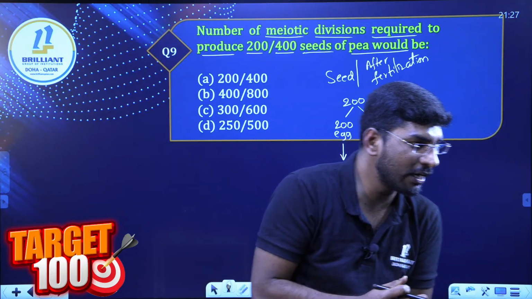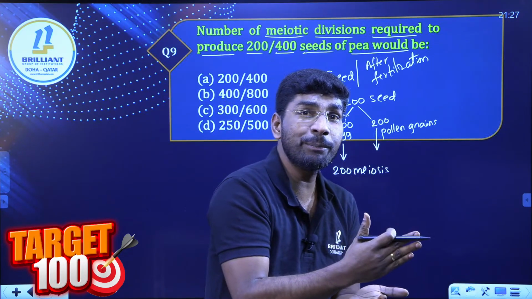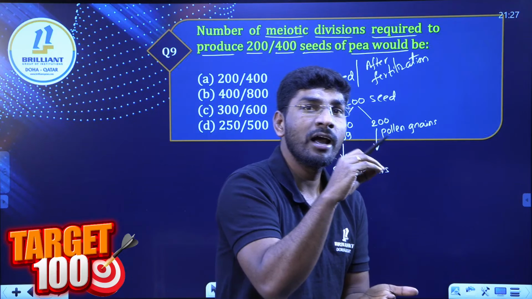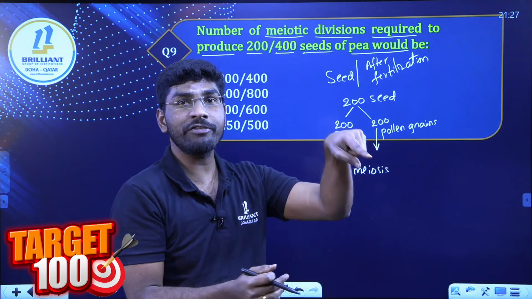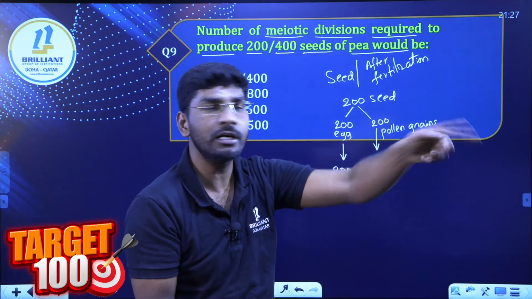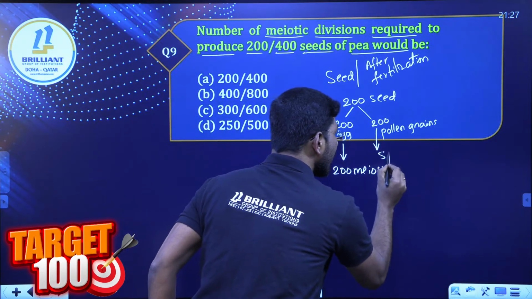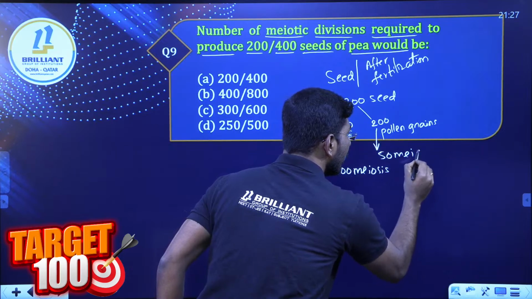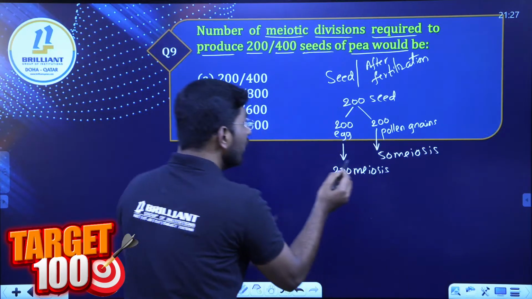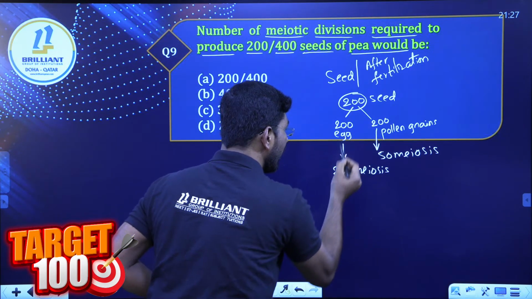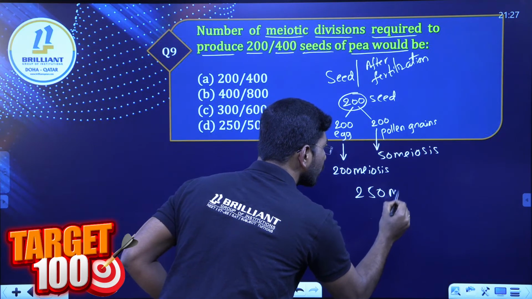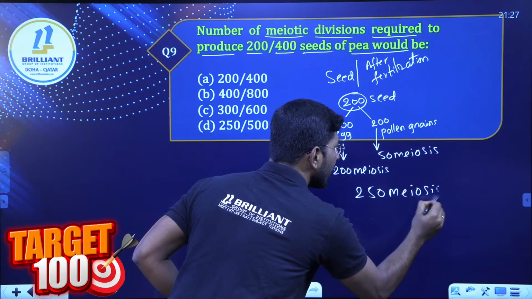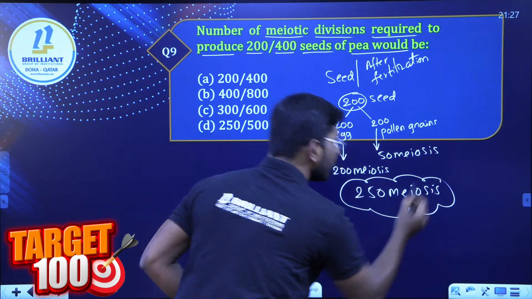For 200 pollen grain formation, 25 into 400, here it is 250. So I can write 50 meiosis division. So for 200 seed production, 200 meiosis plus 50, 250 meiosis division. So we got half of the answer correct.